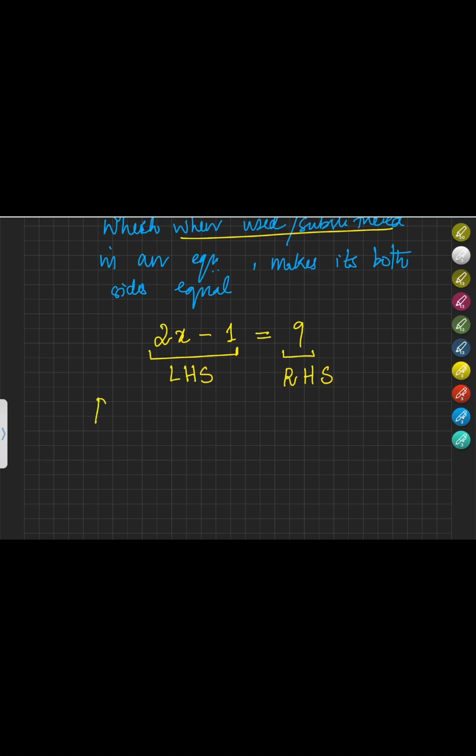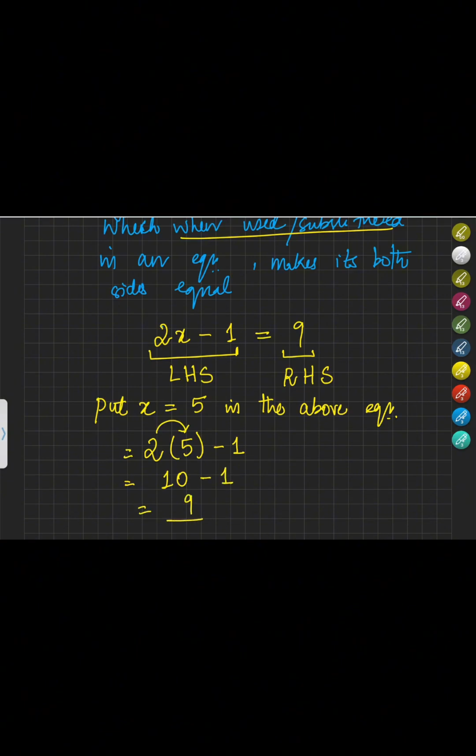So let us put x is equal to 5 in the above equation. So 2(5) minus 1. 2 in bracket means 2 is multiplied with 5. So 2 times 5 is 10. 10 minus 1 is equal to 9. And if we see, the RHS and the LHS both are the same. So what do we see? We see that LHS and RHS become equal.